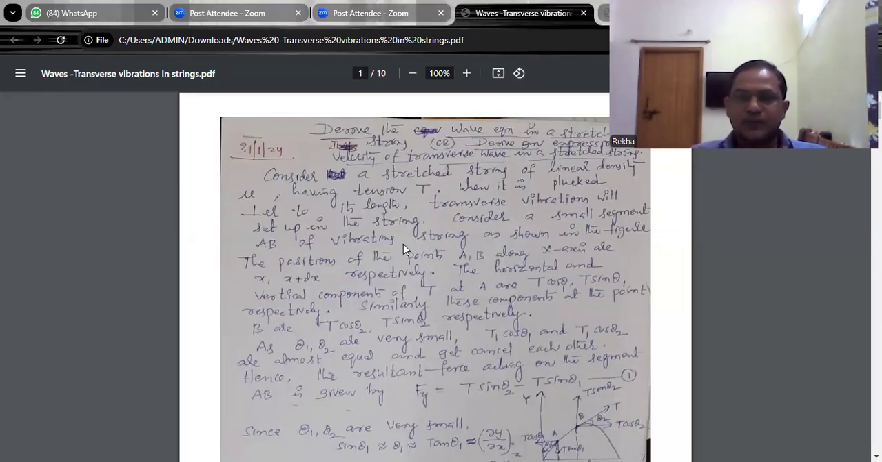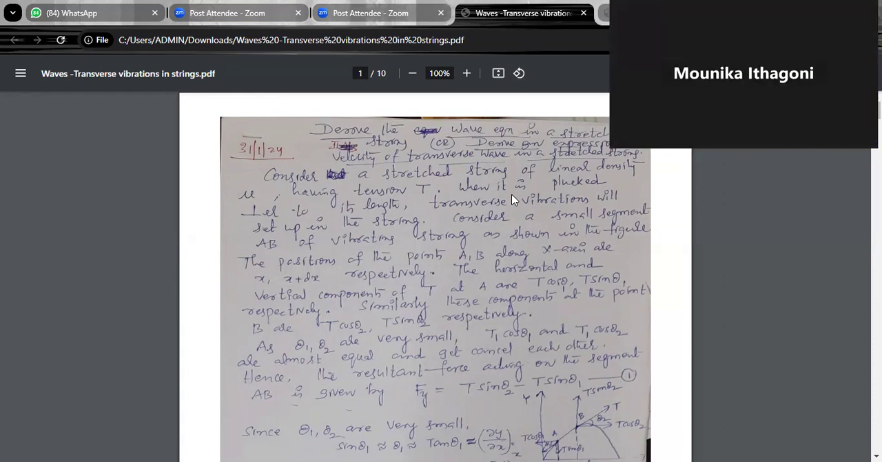Okay. So already we know the types of waves. So what are the types of waves? There are two types of waves. One is the transverse wave. The second one is longitudinal wave. What is meant by the transverse wave?